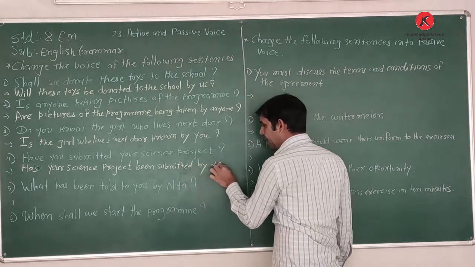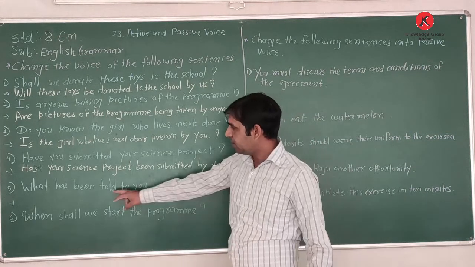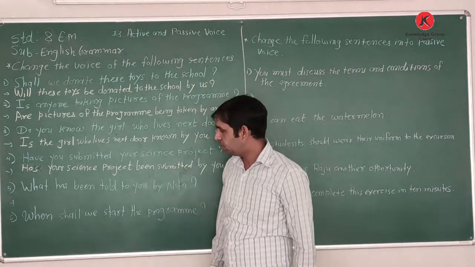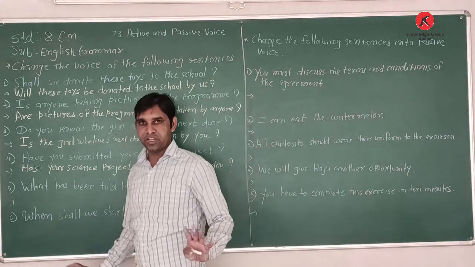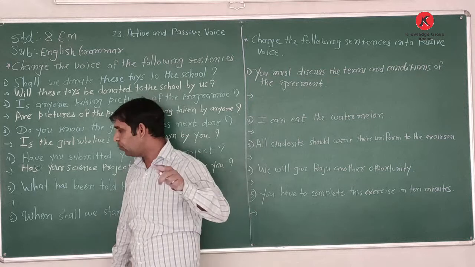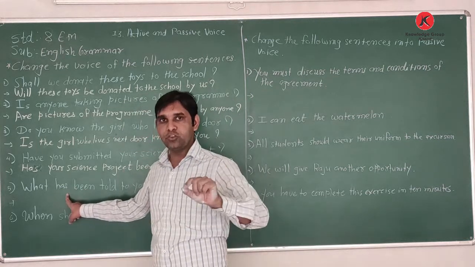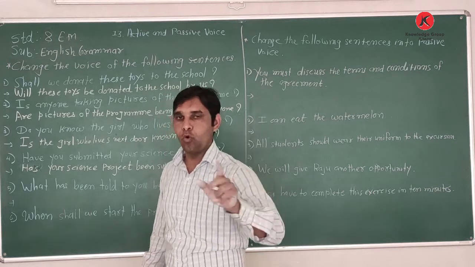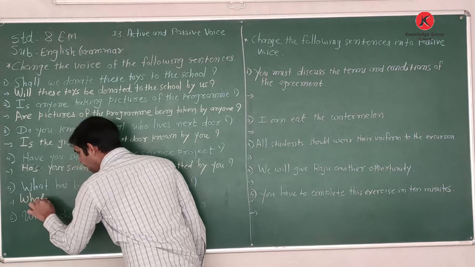Submitted by, and you, we cannot change it. Then the fifth and sixth WH questions. In a WH question, what and when we do not change. When we find WHO, who in the active voice, we change it into passive starting with by whom. Then we are given what, so we write what.